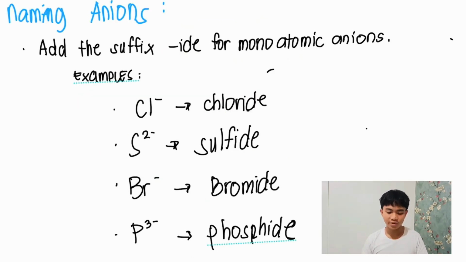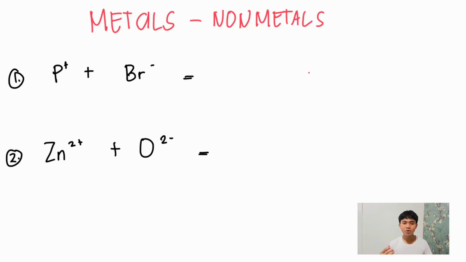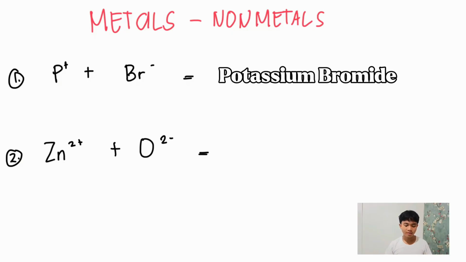Okay, let's dive deeper. In naming anions, if the anion is a monatomic anion, it is named by adding the suffix IDE to the root of the element or non-metal name. Examples are chloride, sulfide, bromide, and phosphide. Let's combine this one. Potassium and bromine, we name it as potassium bromide. Number 2, zinc and oxygen, we name it as zinc oxide.